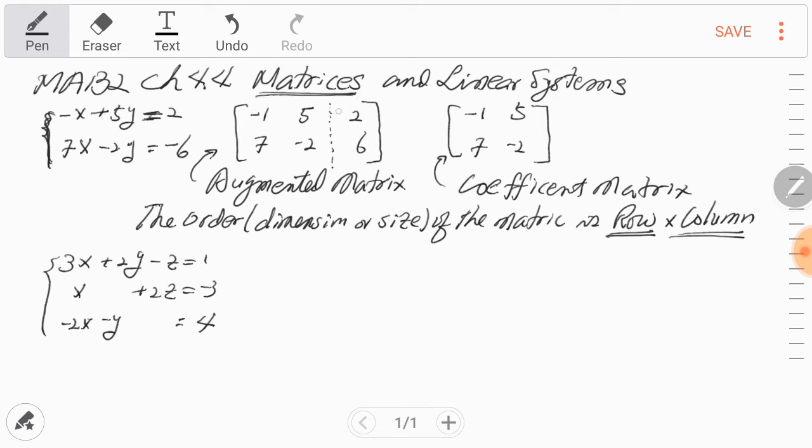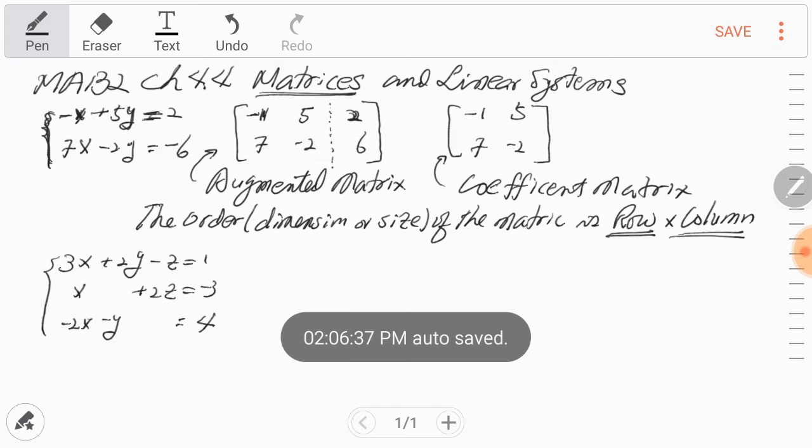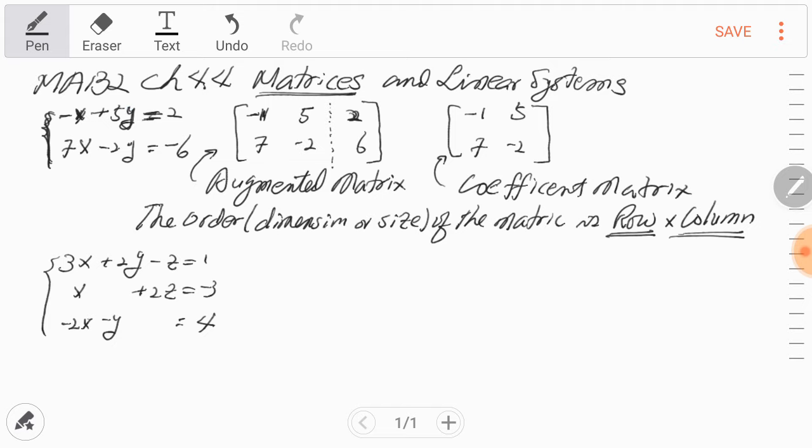A matrix writes only the constants and the coefficients. So write the coefficients of the variables and the constant as they occur. So okay, the coefficient of x is -1, the coefficient of y is 5, that is equal to 2. So make sure the system of equations has the same order. The x term comes first and the y term as the second term. Then the second equation must have the same order. The x term comes first and then the y term.